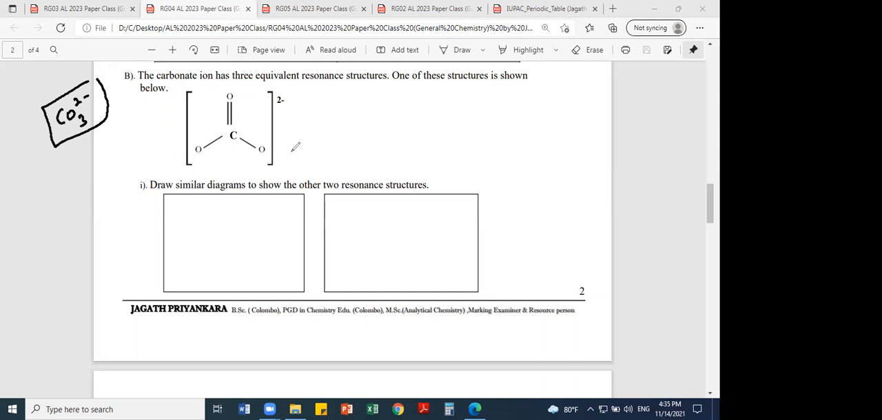Actually, carbonate ion has 3 resonance structures. So the skeleton is given here. Actually, lone pairs are missing here. So I'll put the lone pairs here. Please add lone pairs, otherwise that's a problem. That's a printing mistake. So here we had put 3 lone pairs, and this one also we had put 3 lone pairs.